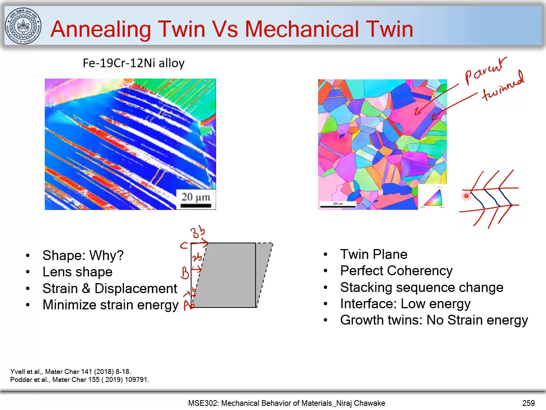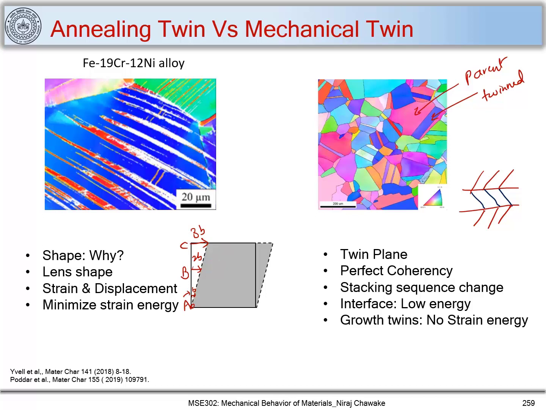And here just the stacking sequence has changed. It is just an orientation change, and these interfaces will have low energy because there is no strain energy associated with these annealing twins. These are also called growth twins, which don't have any strain energy associated with them. You can consider just an orientation change here. And here we form this mechanical twin by coordinated displacement of atoms along a particular direction at the same time.